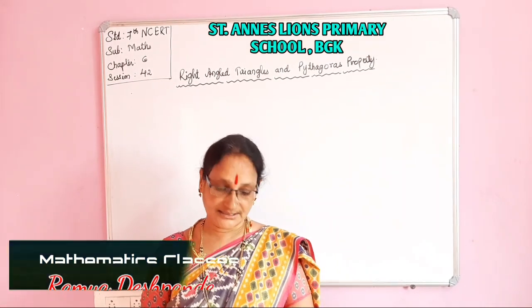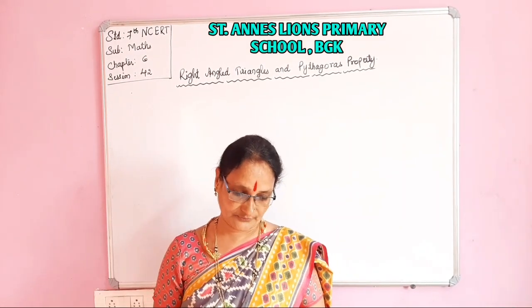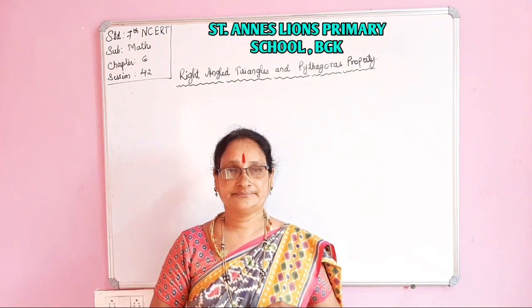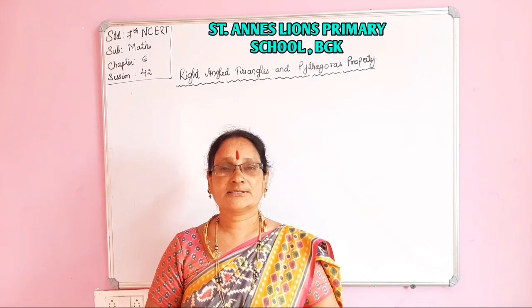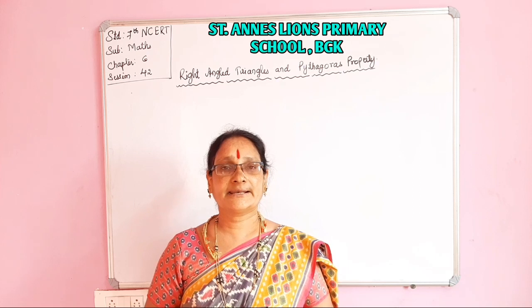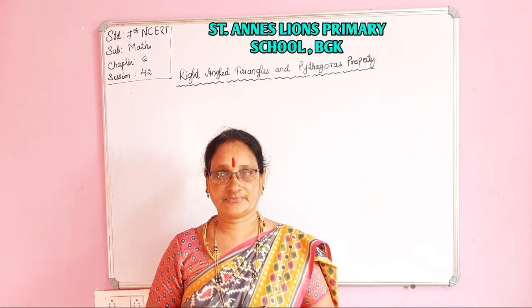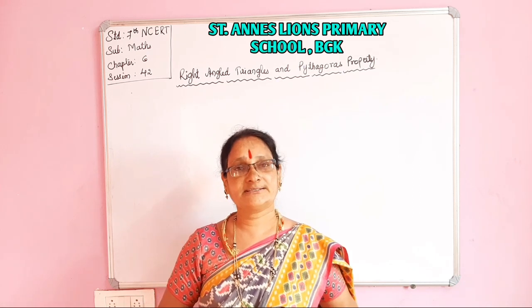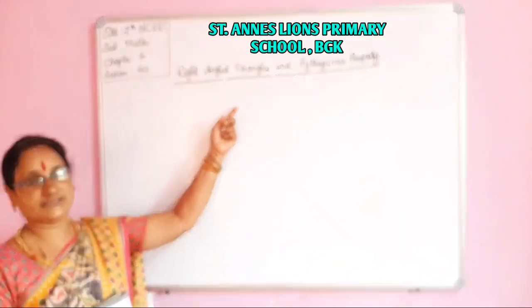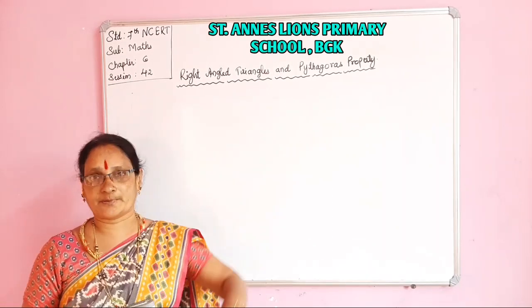In the previous class, we saw exercise 6.4 regarding the property of the triangle, that is, the sum of two sides is always greater than the third side. Okay. So today we are seeing the next property of right angled triangles and the Pythagoras property.